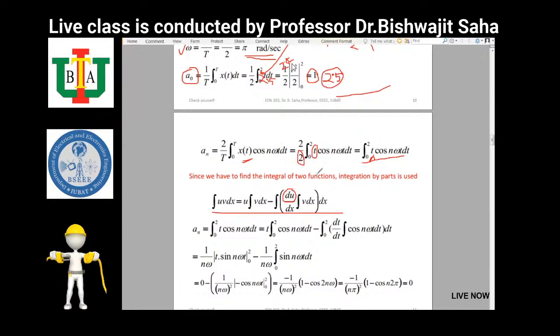T, then the variable is already here, dt, right? So here with dt. That's why we consider U equals T, and dV equals cos n omega t dt. Okay? Sir, we should use the DUET sequence.